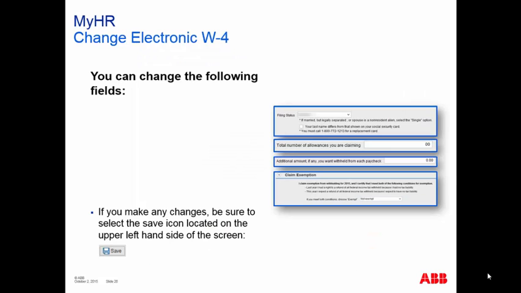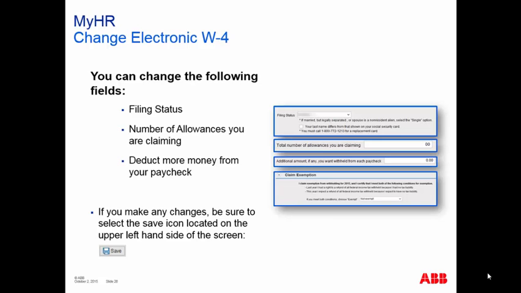While in the electronic W-4 details screen, you'll have the option to make changes to your federal W-4 information. It is not required to make changes, but it is recommended that you view your W-4 information just to confirm that everything is set up as you desire. The fields that you'll be able to make changes to include your filing status, the number of allowances you are claiming, any additional deductions you would like taken from your paycheck, and claim exemptions.